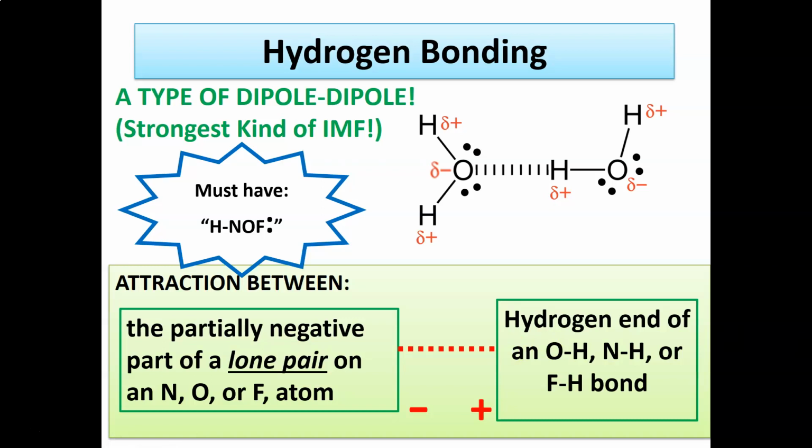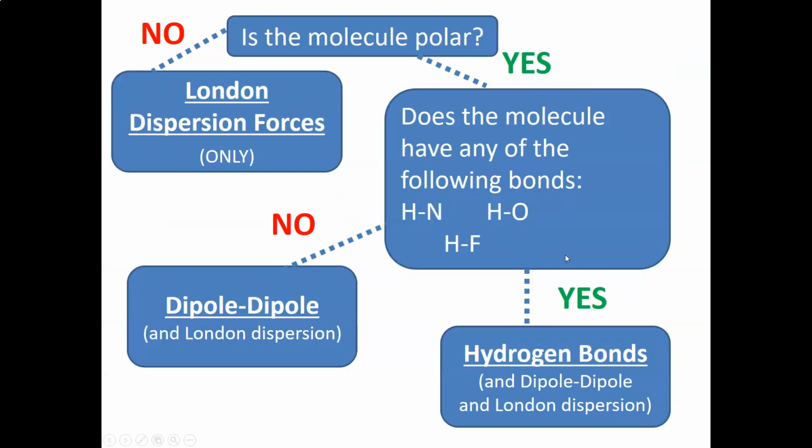For those of you that like flowcharts, you can see this represented in a flowchart. Is the molecule polar? Well, if it's not, the only thing you can have would be London forces. There's nothing else to have those molecules interact with each other. It's just London dispersion forces, LDF. If it is polar, then you have to look to see, do we have any HNOF going on here? Anything with hydrogen connected to nitrogen, oxygen, or fluorine?